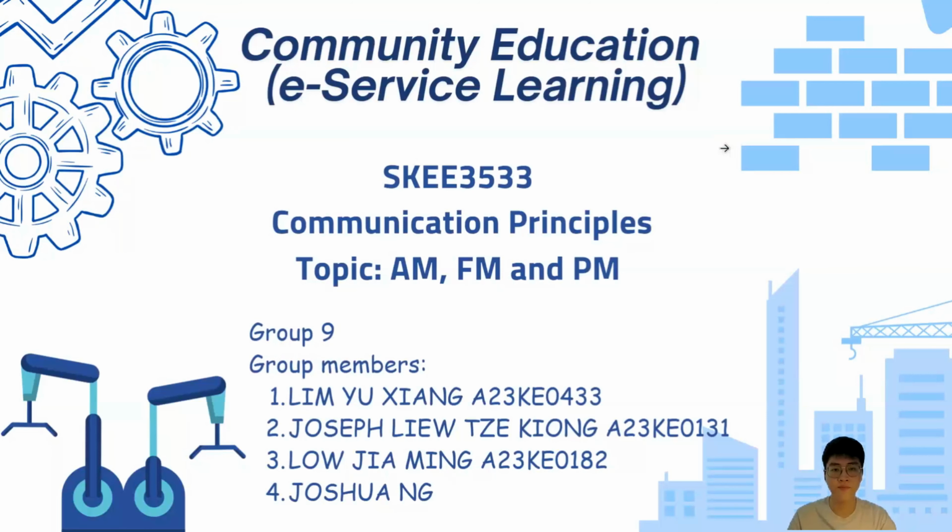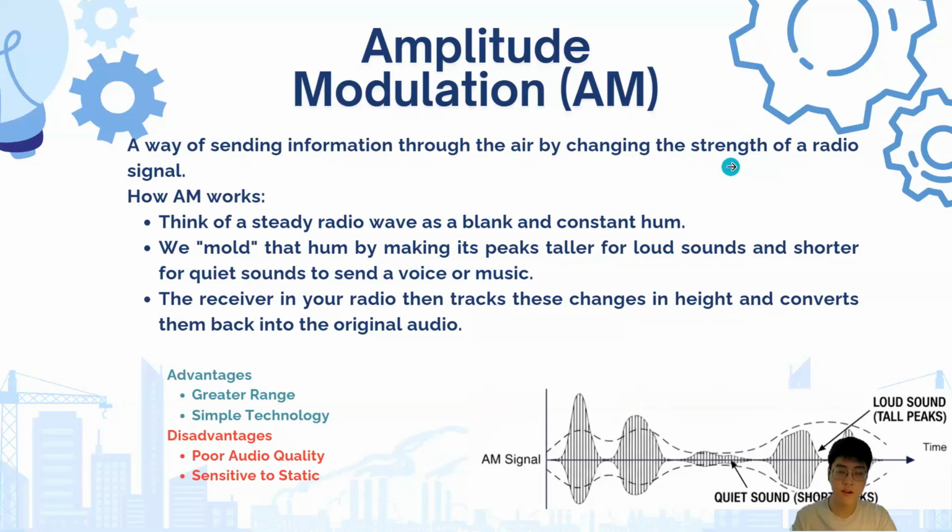Amplitude modulation, or AM, is a way of sending information through the air by changing the strength of a radio signal. You can think of a basic radio wave as a constant blank hum that will be molded to carry sound. We make the peaks of the wave taller for loud sounds and shorter for quiet sounds. The radio receiver then tracks these height changes and converts them back into the original signal.